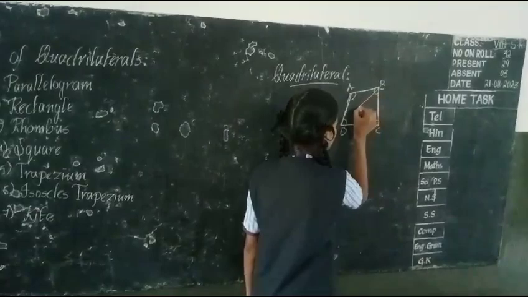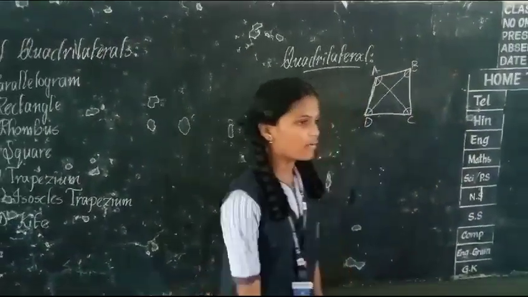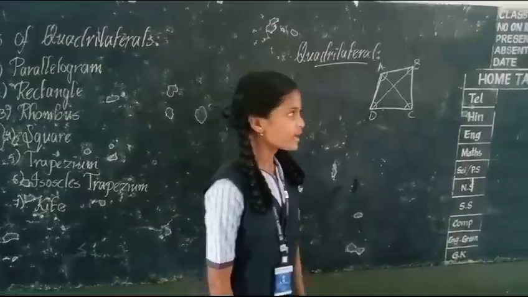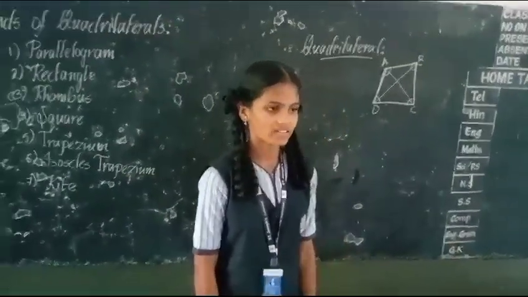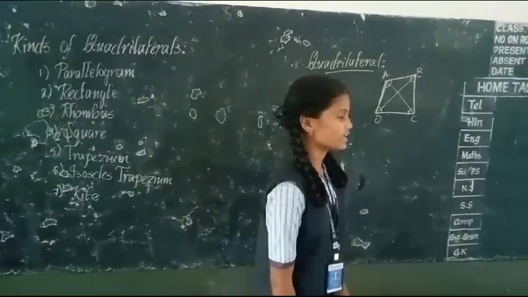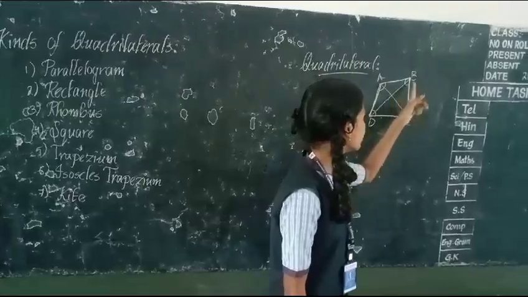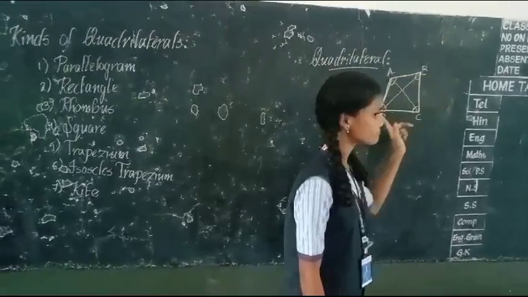And there are two diagonals in a quadrilateral. What is meant by a diagonal? A line passing through two opposite vertices of a quadrilateral is called a diagonal. There are two diagonals in a quadrilateral. Those are AC and BD.